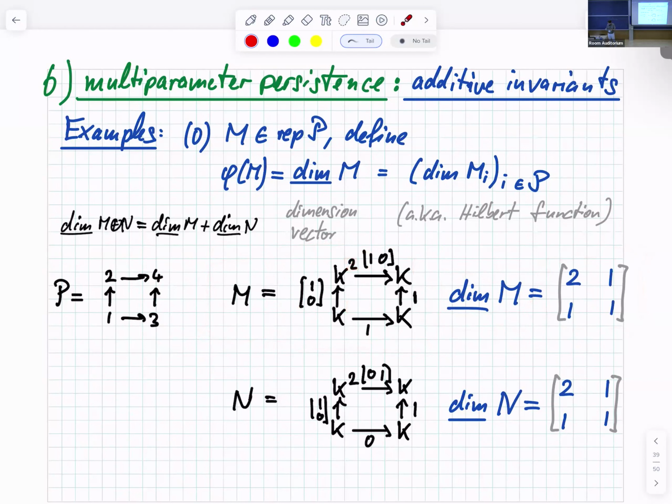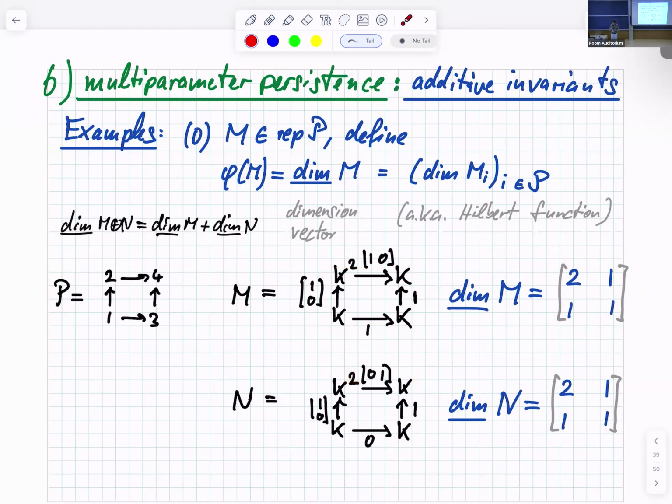diagram, yeah? Do you allow me to call this a vector? I mean, you can arrange this in one row, but visually I find it nicer to arrange them in a square. That's okay? So this is one vector of 4 numbers, the 4 dimensions of these 4 vector spaces. That's all it is, okay? What about the module N? The module N has dimension 1, 2, 1, 1.